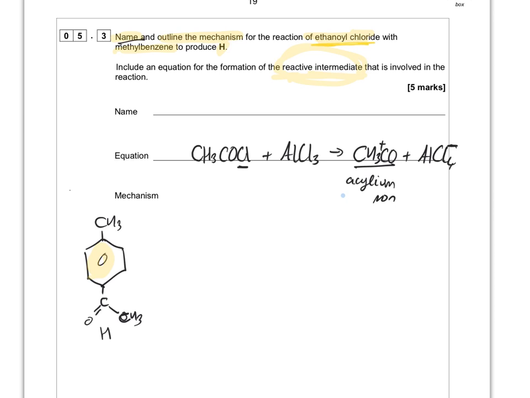The name of the mechanism, well, benzene is attacked by electrophiles, so it must be electrophilic. The benzene ring is reinstated. All that happens is these little hydrogens here get substituted, so it's electrophilic substitution.